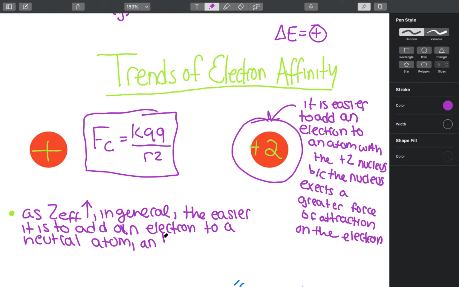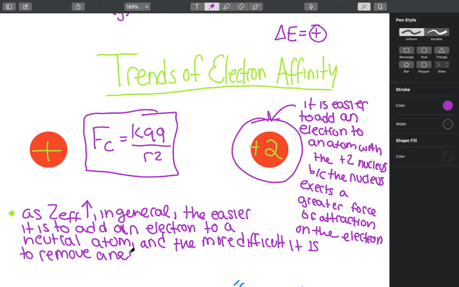and the more difficult it is to remove an electron from an anion. So therefore, as the effective nuclear charge increases, it is in general easier to add an electron to a neutral atom and more difficult to remove an electron from an anion.